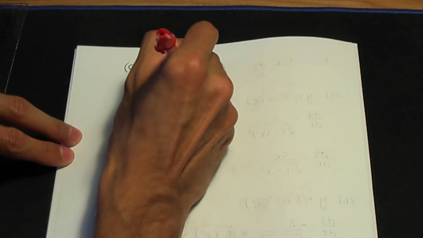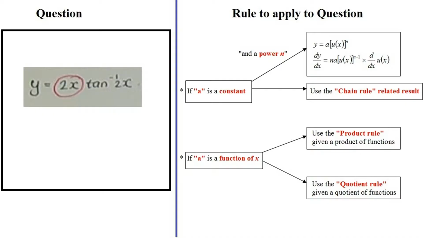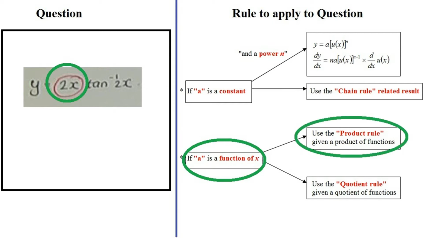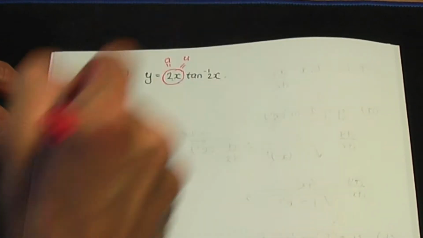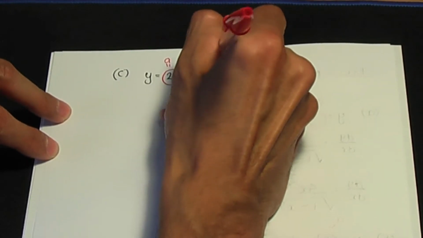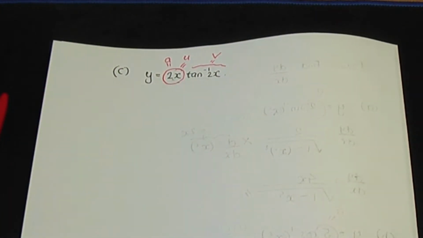So first of all, the term in front of my function is 2x. So that is our a term. A is 2x. Now, in this case, it's not a constant. So a is a function of x. It's not a constant, so you can't use the chain rule related result. So the only other method is either the product or the quotient. Since I have a product of two functions, it's going to be product rule. So I'm going to take u to be 2x and v to be the remaining term, tan inverse 2x.